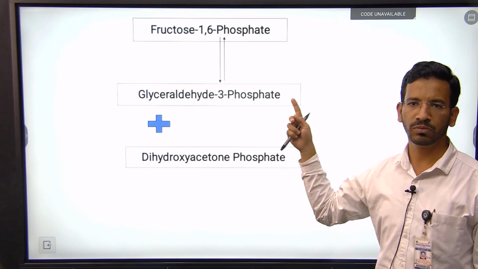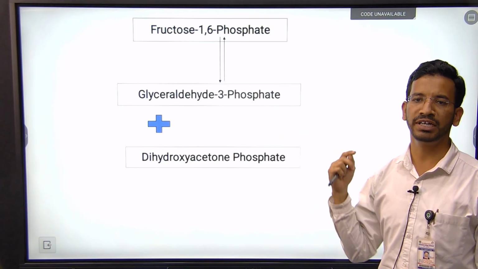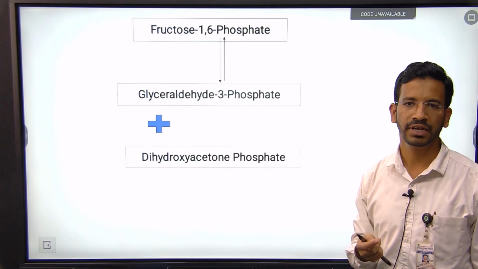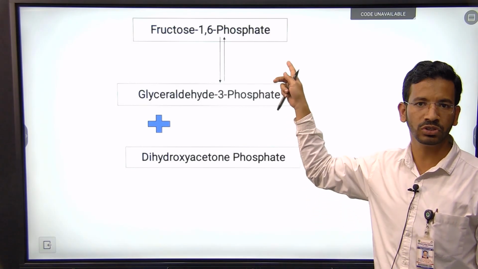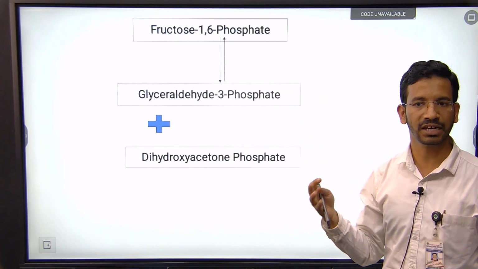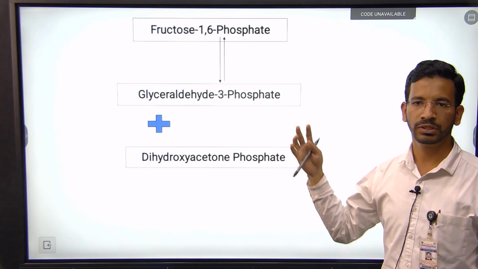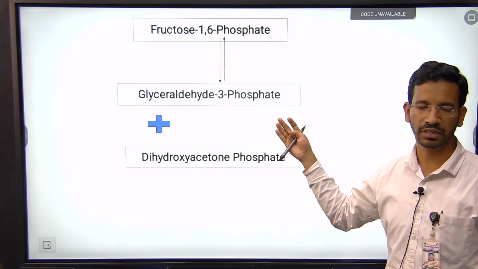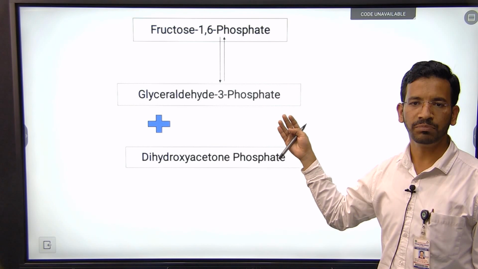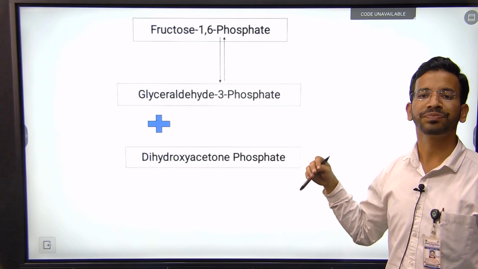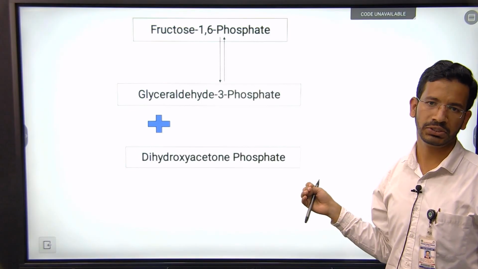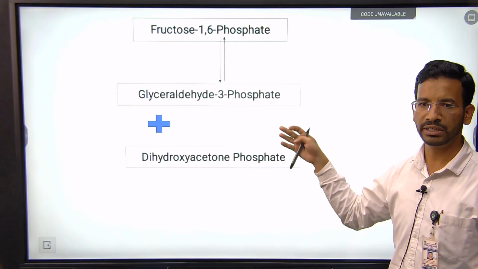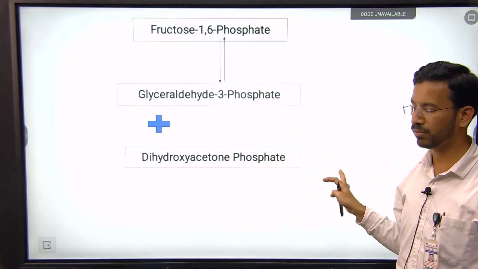So one molecule of fructose 1,6 bisphosphate is converted into glyceraldehyde 3-phosphate and dihydroxyacetone phosphate. Fructose 1,6 bisphosphate has 6 carbons in one molecule, so 2 molecules are formed: one molecule of glyceraldehyde 3-phosphate, which is also referred to as 3-phosphoglyceraldehyde, and one molecule of dihydroxyacetone phosphate. Every molecule is of 3 carbons, so the total carbon number is maintained at 6.